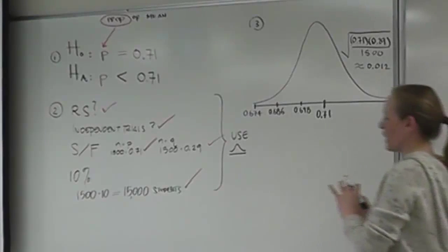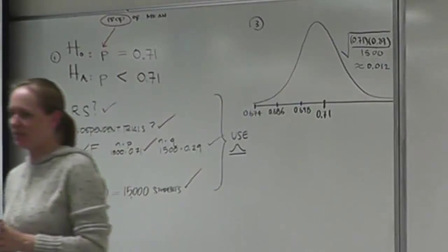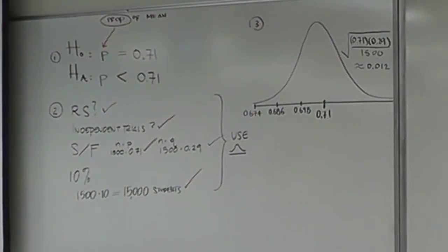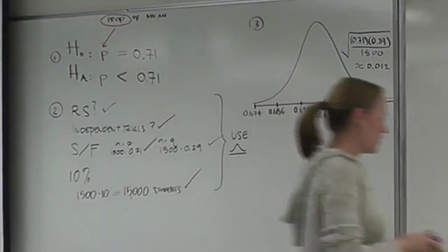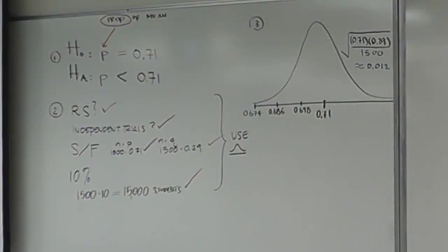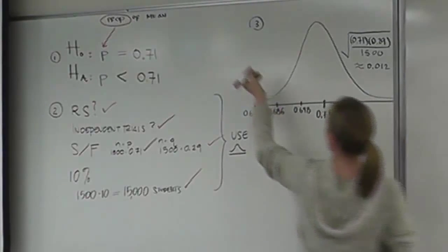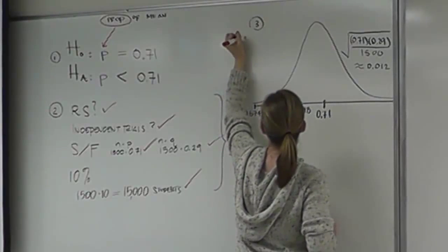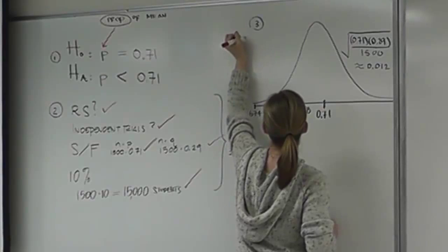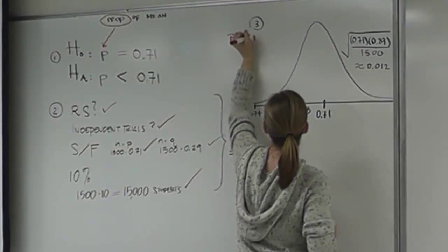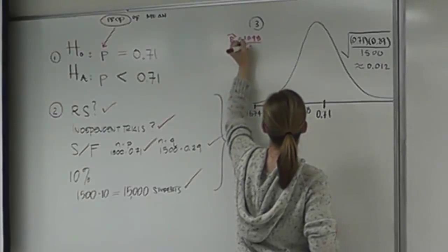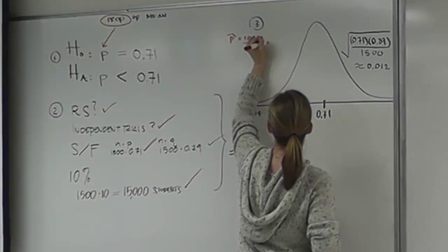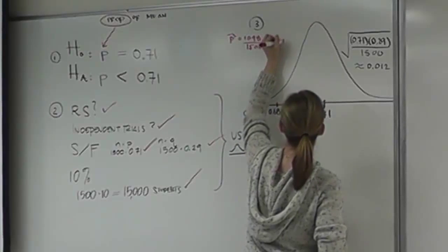All right, so this is what I call the scene. This is the world according to the null. All we're going to do is take a moment and put our data into the world where the null is true. So I have to figure out what p hat is. It's 1048 divided by 1500, and that's equal to 0.70.